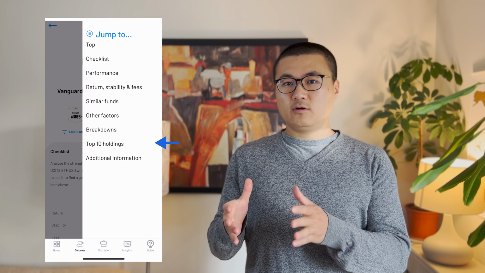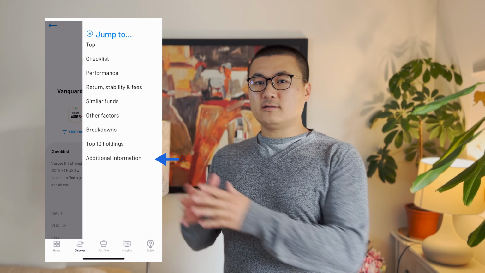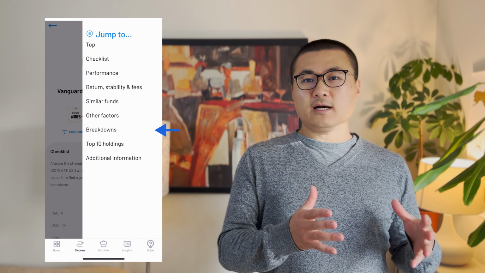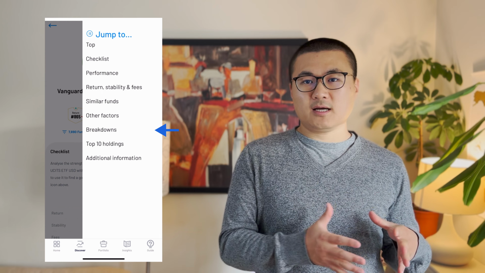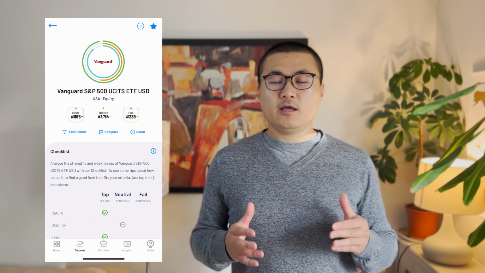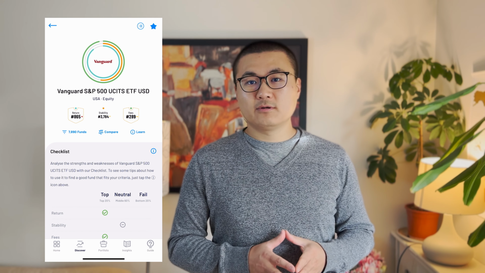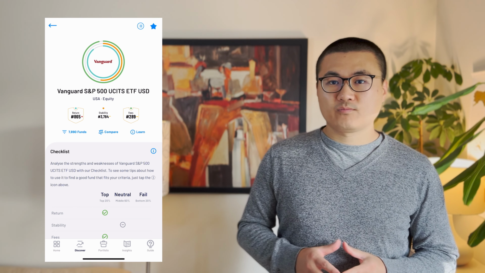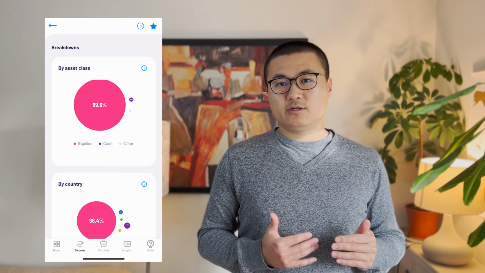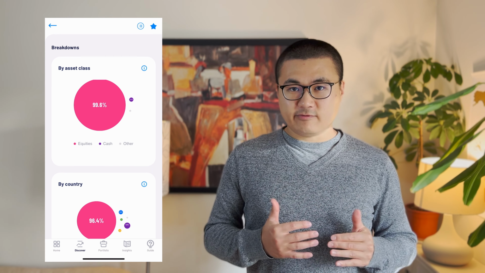The next part of the fund detail page is about its breakdowns, top 10 holdings, and additional information. For breakdowns, we show you the breakdowns by asset class and by country. And here we use the Vanguard S&P 500 ETF as an example. The ticker is VUSA. Scroll down to the breakdown section, and you'll see the breakdown by asset class first.